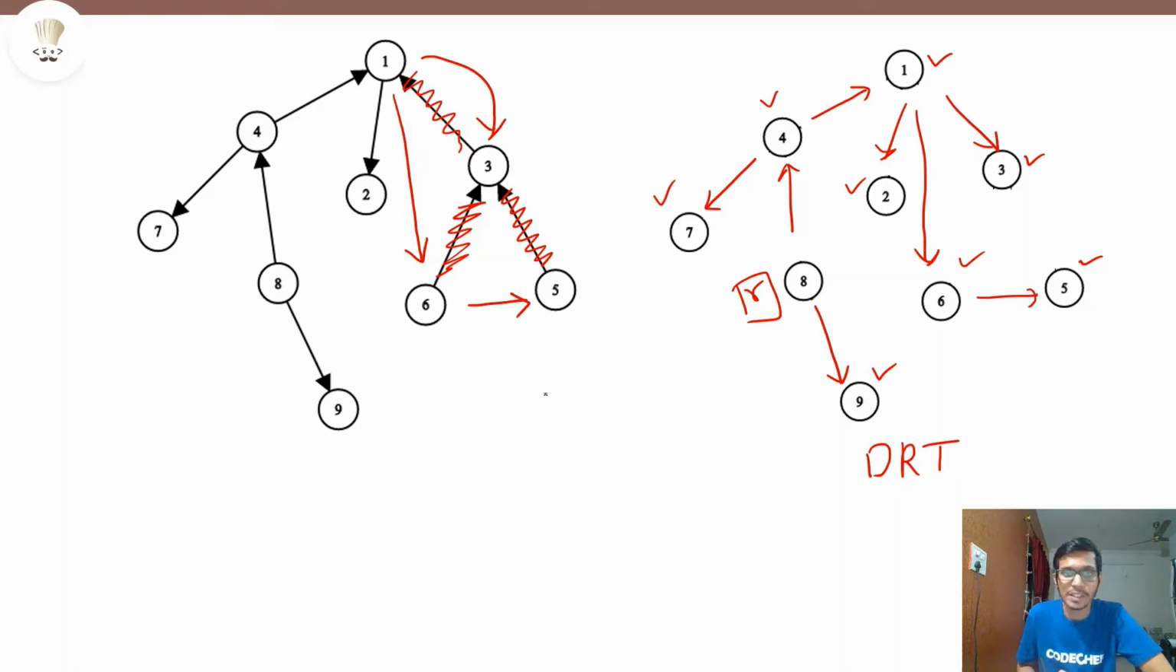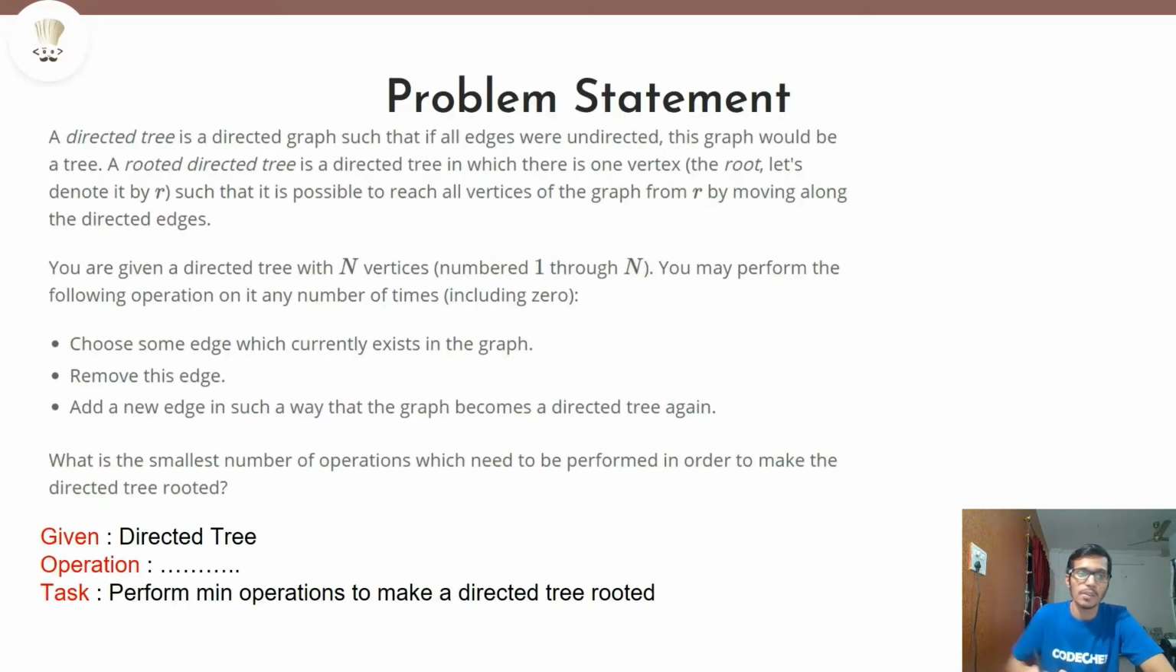How many operations did we take here? 3, right? But is it the minimum number of operations? We don't know, right? So what is our task? Again, to summarize the question, we will be given a directed tree. There is an operation that we can perform a certain number of times including 0, and our task is to perform the minimum number of such operations to convert a directed tree into a rooted directed tree.